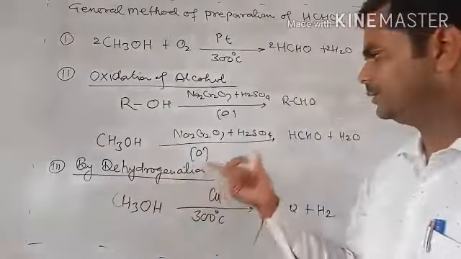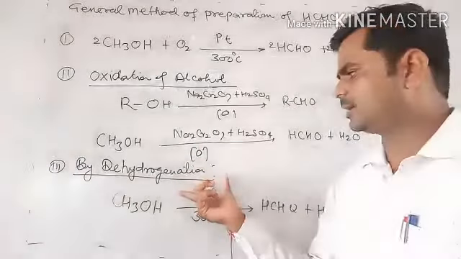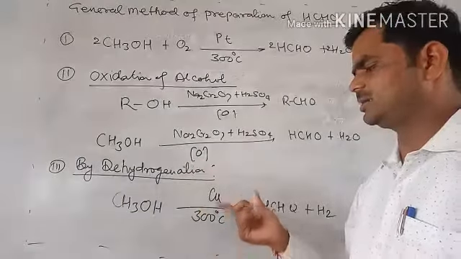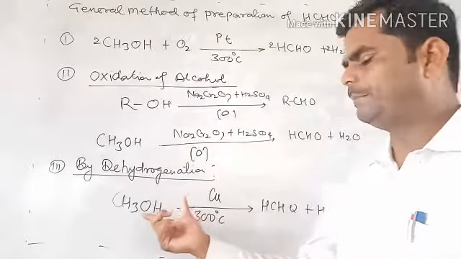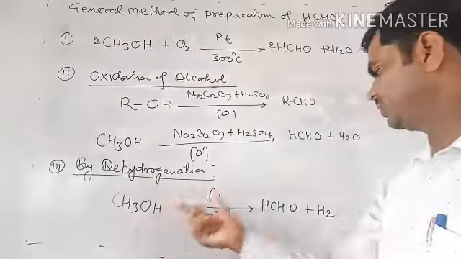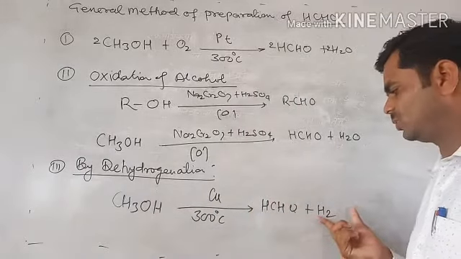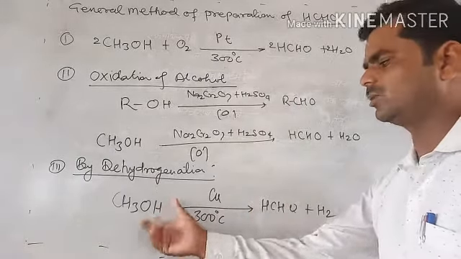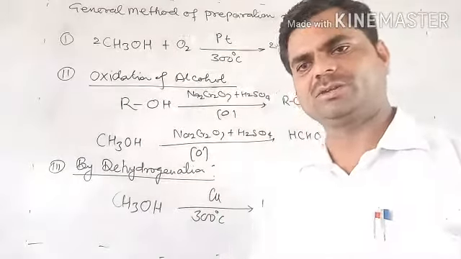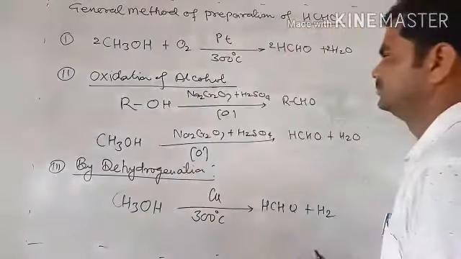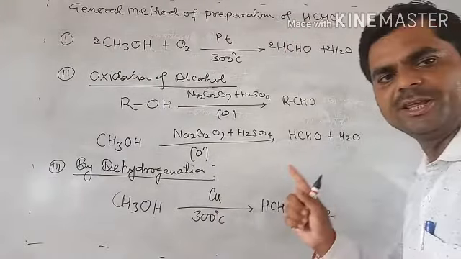Okay, in the case of the third reaction, dehydrogenation, in the presence of copper catalyst at 300 degrees Celsius, methyl alcohol is converted into HCHO with the removal of hydrogens. So in this reaction, methyl alcohol loses hydrogens, so it is called dehydrogenation. Okay, point A. All the examples are very important.